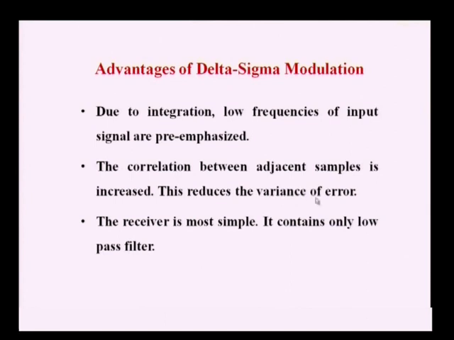This reduces the variance of error, and the receiver is almost simple because it contains a low pass filter. The next one we will see is adaptive delta modulation.